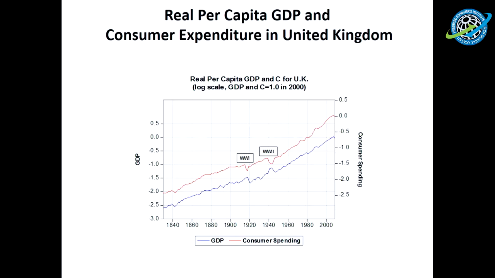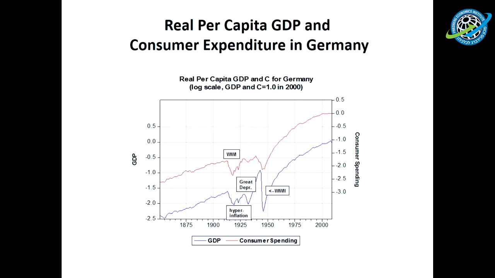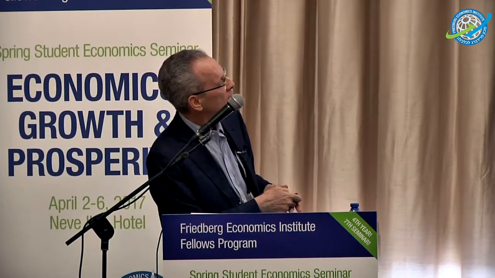You have this picture for 42 countries I mentioned before. I'm not going to go through them, of course. This is the United Kingdom. Germany is interesting because it experienced all the big macro disaster events of the 20th century. So if you look at Germany, the GDP is the blue. World War I is a big negative event for Germany, which didn't really affect the United States very much. So that's this contraction, which is more than 30% in per capita GDP.